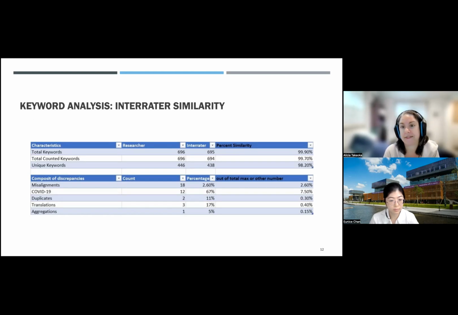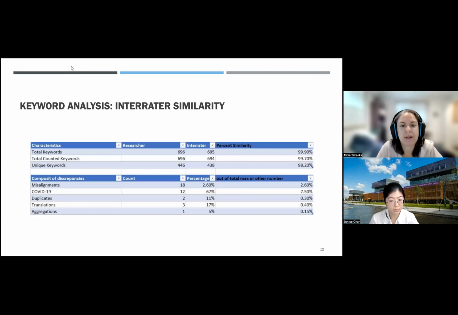The interrater identified 695. Our percent similarities were super high. If you're not familiar with how content analysis works, anything over 80% is considered usable and without further training or retooling, and anything over 90% is really amazing. Our percent in identifying total keywords was 99.9%. And then for the counted keywords, I counted 696 and the interrater counted 694, giving us a percent similarity of 99.7%.